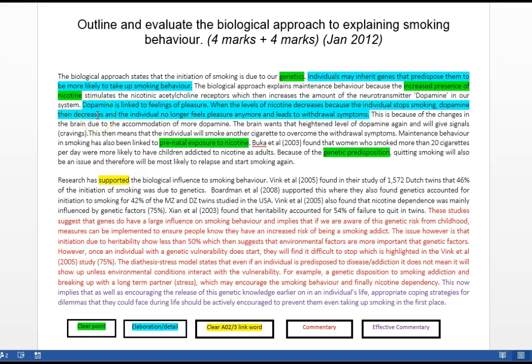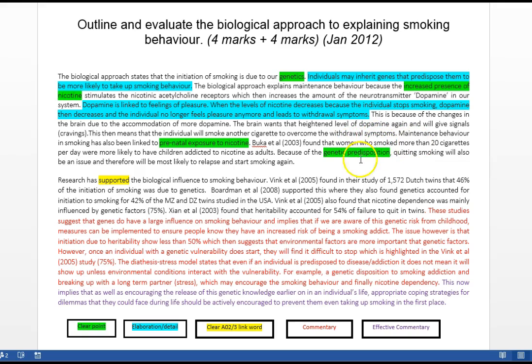Dopamine is linked to feelings of pleasure. When the levels of nicotine decrease because the individual stops smoking, dopamine then decreases and the individual no longer feels pleasure anymore and this leads to withdrawal symptoms. So that's nice elaboration here. This is because of the changes in the brain due to a combination of more dopamine. The brain wants that heightened level of dopamine again and will give signals or cravings. This then means that the individual will smoke another cigarette to overcome the withdrawal symptoms.